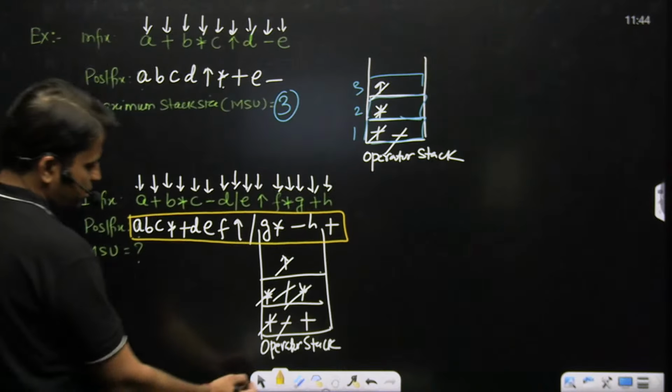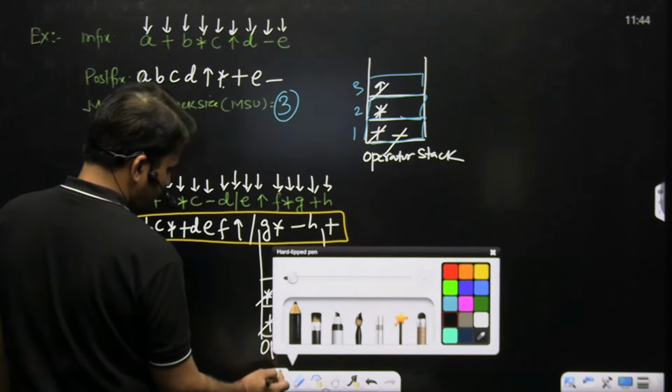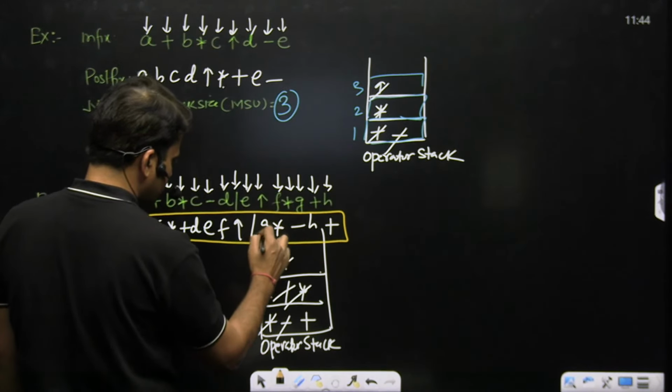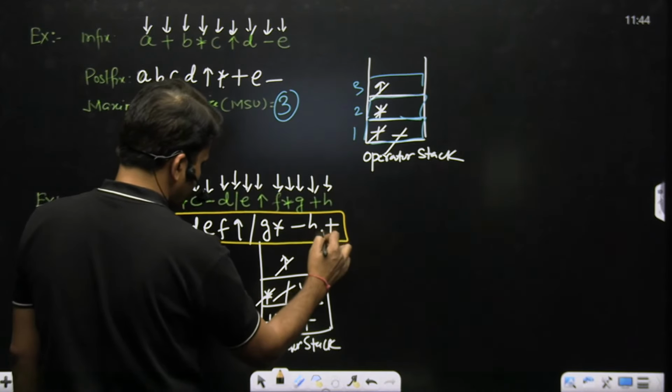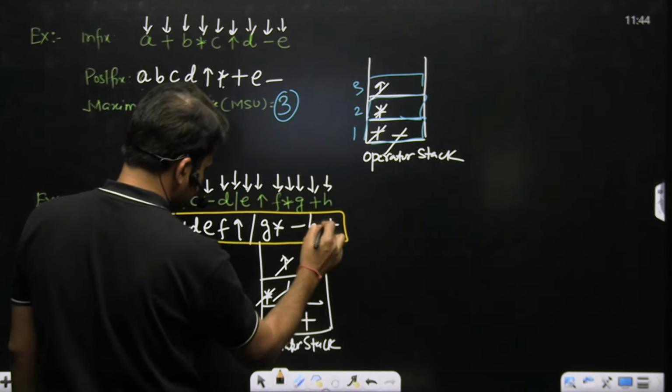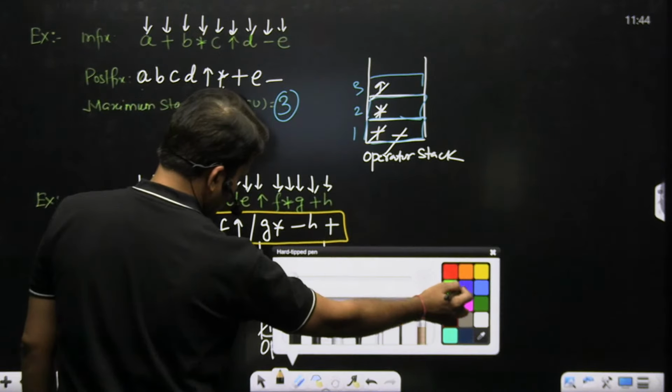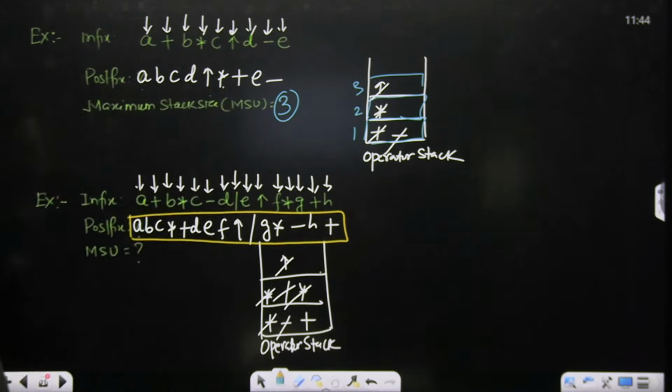Here it is. Did you see how quickly we found it? Did it take any time, children? So this is the postfix: ABC star plus DEF power operator division G star minus H plus.